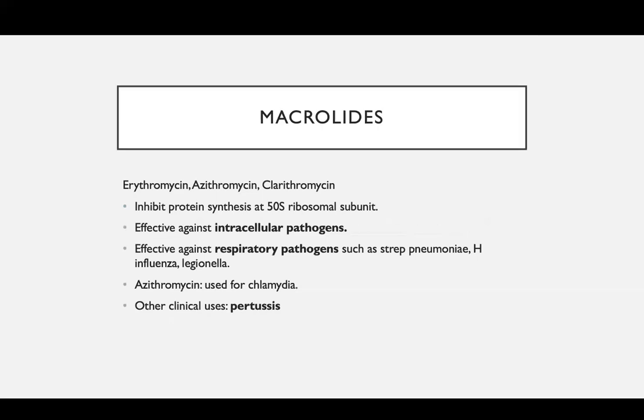Next, we'll move into our macrolides. Here we're talking about erythromycin, azithromycin, and clarithromycin. These inhibit protein synthesis at the 50S ribosomal subunit. They are effective against intracellular pathogens. They are effective against respiratory pathogens such as strep pneumo, Haemophilus, and Legionella. Azithromycin is used for chlamydia. Other uses where you'll see macrolides being used are in pertussis.